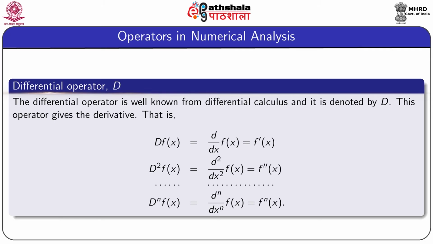Now, we define the differential operator, denoted by capital D, a well-known operator used in differential calculus. D of f(x) equals the derivative of f(x), also denoted by f'(x). D squared of f(x) equals the second derivative of f(x), equal to f''(x), and in general D^n f(x) equals the nth order derivative of f(x), which is equal to f^(n)(x).